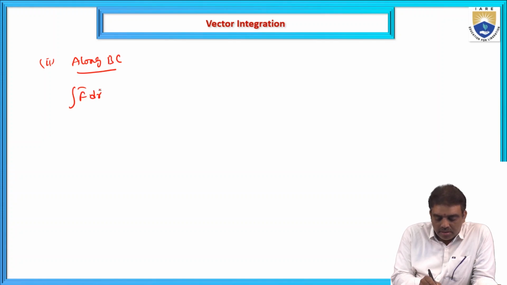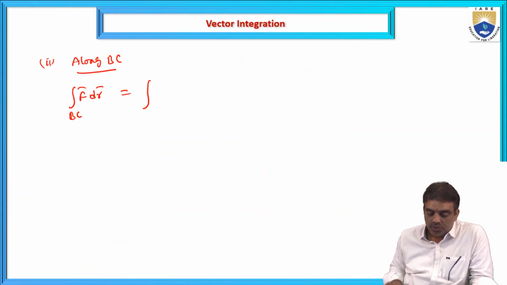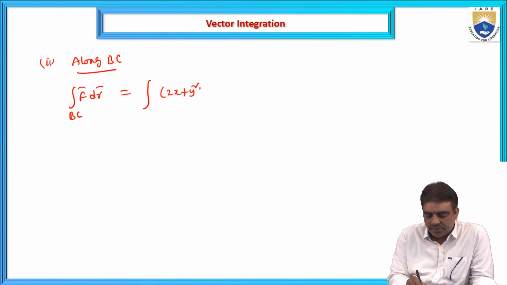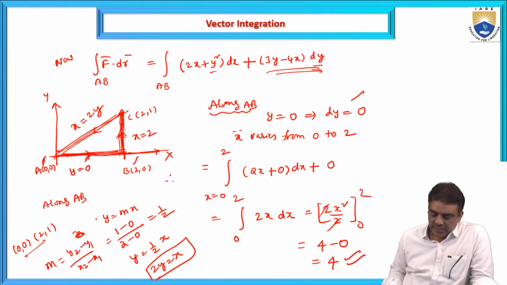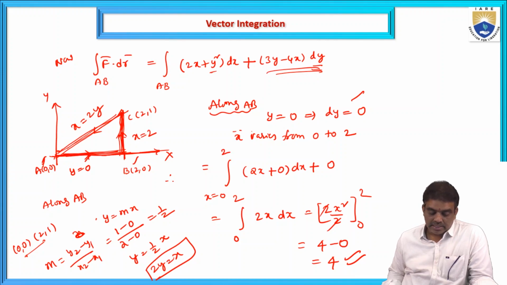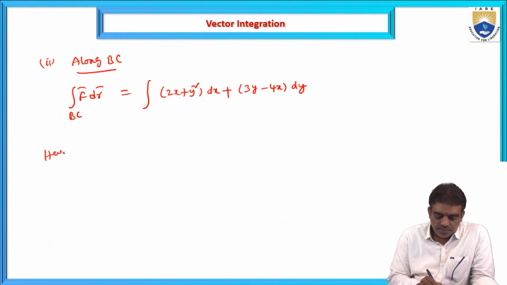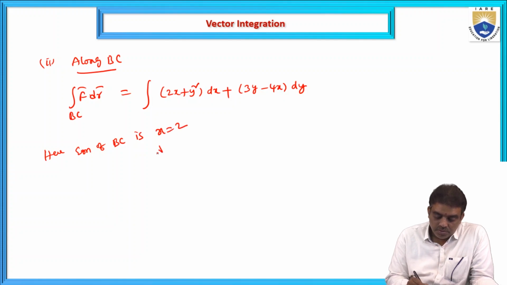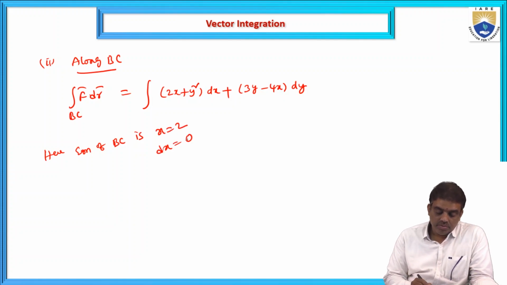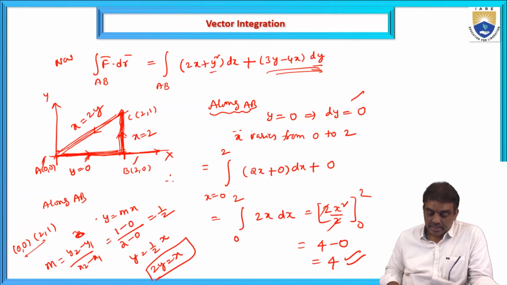Second one, along BC. The integral of f bar dot dr bar along BC is equal to the integral of (2x plus y square) dx plus (3y minus 4x) dy. Here the equation of BC is x is equal to 2, then dx is equal to 0. But y is a variable, varying from 0 to 1.